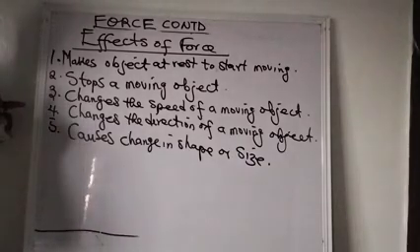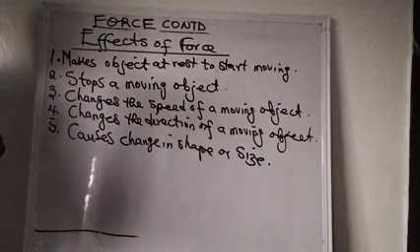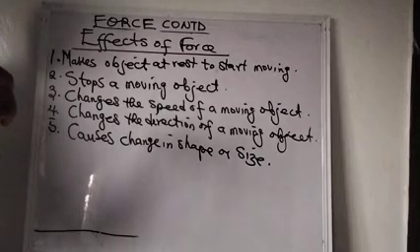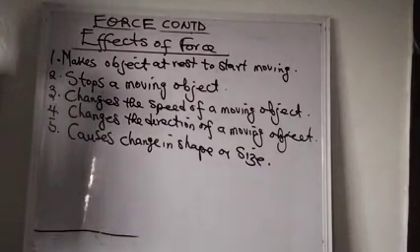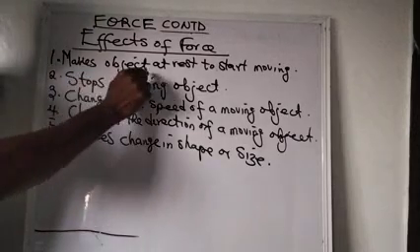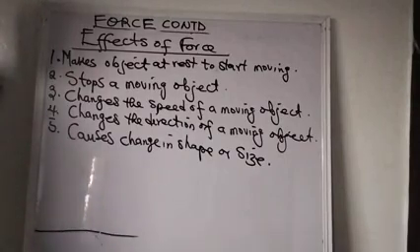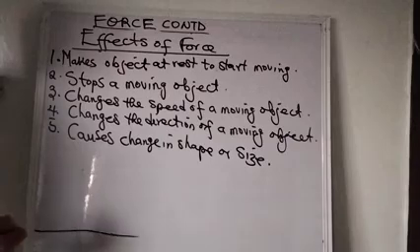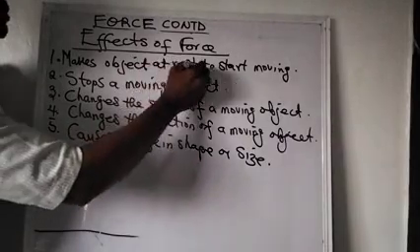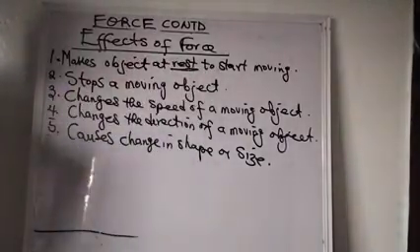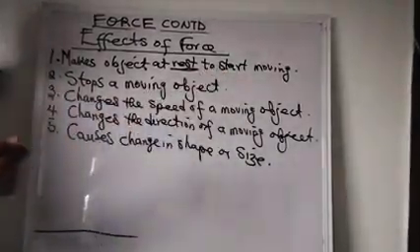Aja, number 1. Force makes object at rest to start moving. Now, let's take the words one after the other. When you put force on an object, it can be anything: ball, rubber, plate, spoon, knife. When it's at rest means it is not moving. Something at rest is not moving. Of course, to start means for something to begin.